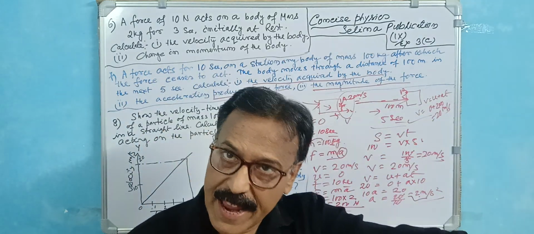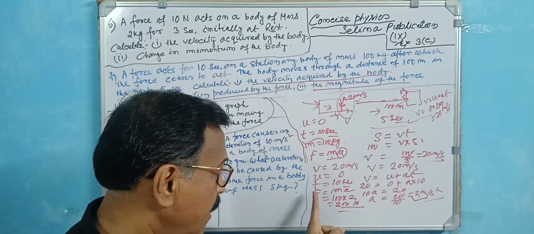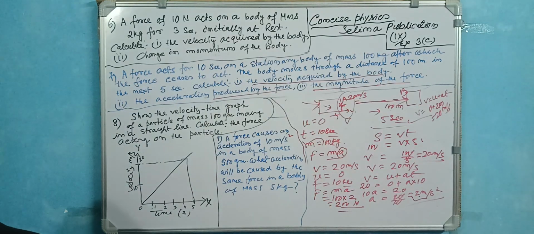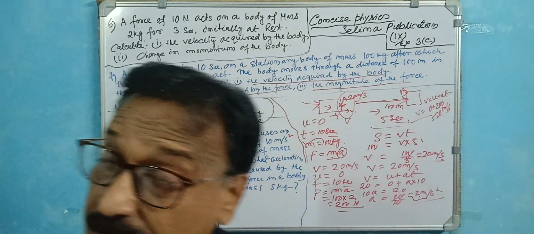You first calculate the a. F is equal to ma, 100 into 2, 200 Newton. Is that clear to you? Very interesting. Just to see in which way I solve the sum. That is a very interesting thing.